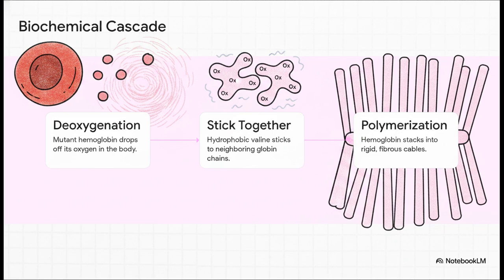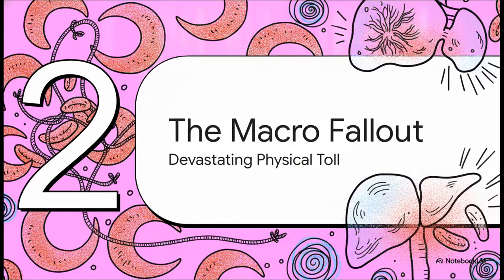Step 1. The hemoglobin drops off its oxygen in the body. It deoxygenates. Step 2. Because that new valine amino acid is terrified of the surrounding water, it desperately seeks out and sticks to neighboring globin chains just to hide from the fluid. And step 3. This microscopic stickiness forces the hemoglobin molecules to stack and polymerize into these long, rigid, fibrous cables inside the cell. It's a complete, fundamental distortion of the cell's internal architecture, and it's all triggered by that one little fear of water.